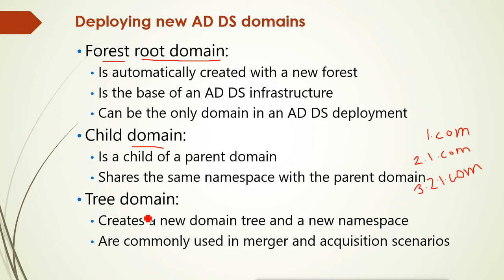Now a tree domain creates a new domain tree and a new namespace. The domain tree is where we have parent and child domains. Maybe this is the root domain, this is a child domain of the root domain, and this is a child of that parent domain. If you want to create a new tree, we can create a tree domain, and that domain will have a different namespace. That means it will not carry the namespace of the default root domain. It will be a new domain, for example a.com, so it does not carry the name of the root domain, one.com.